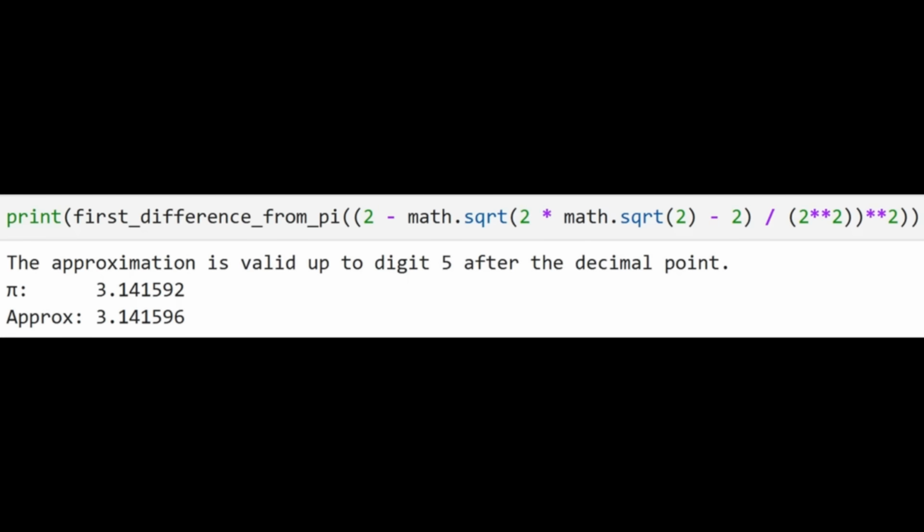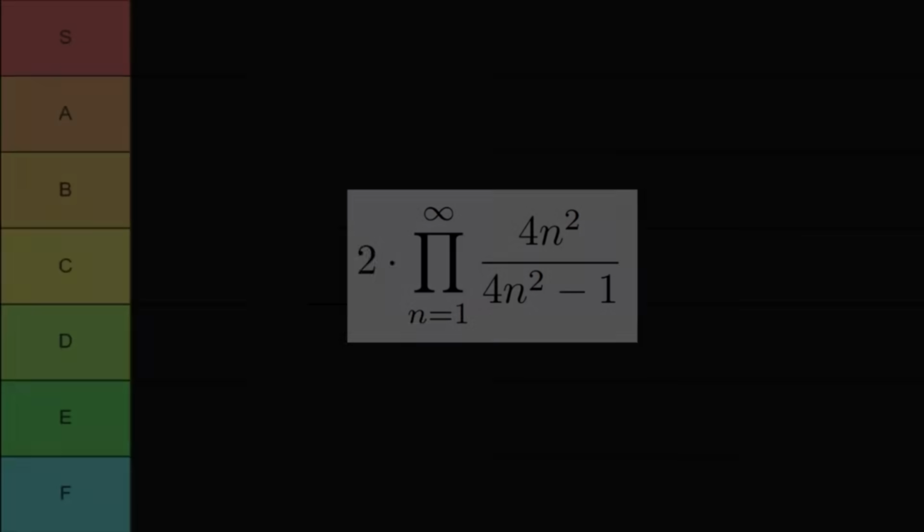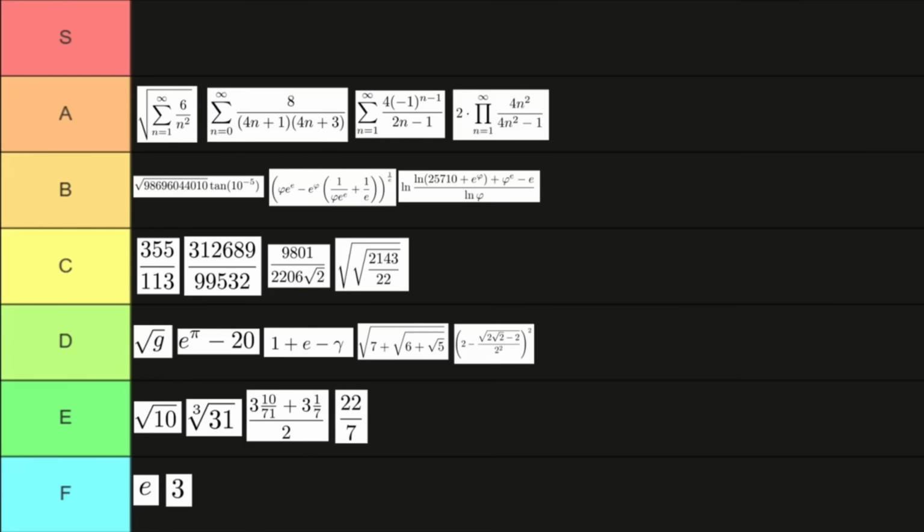Also, only 5 digits. D tier. This is known as Wallis's product, one of the earliest infinite product formulas for pi. It doesn't converge quickly, but its historical significance and unique form easily lands it in A tier.